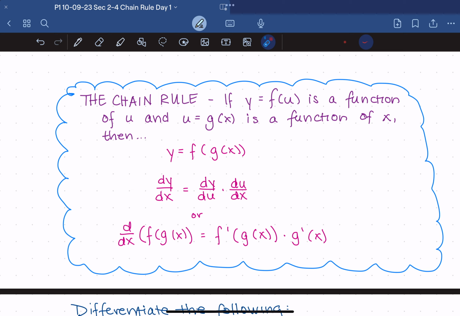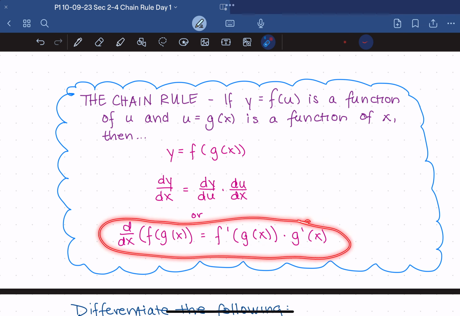What does this mean? Well, it means this. If you want to take the derivative of a composition of functions, then take the derivative of the outside, leaving the inside the same, times the derivative of the inside. And this is the key right here. The derivative of a composition is the derivative of the outside evaluated at the inside, times the derivative of the inside.